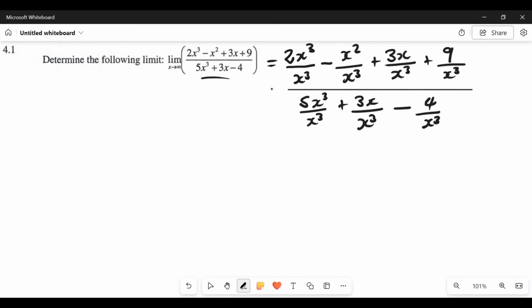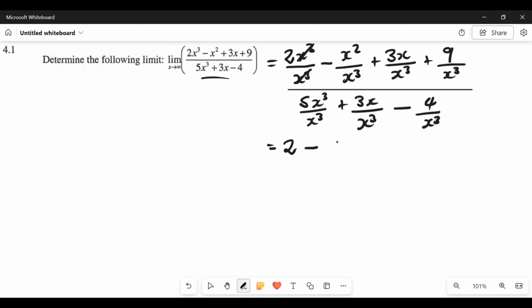So this is the third method I'm talking about. Now if you continue here, let's look at the first term on the numerator. We have 2x to the power of 3 divided by x to the power of 3. This x to the power of 3, they will give you 1 multiplied by 2. So we're left with 2 here.